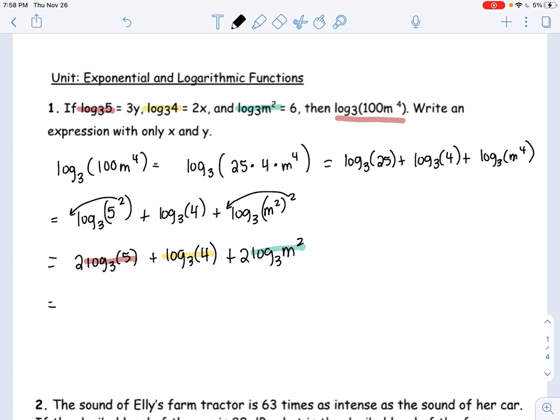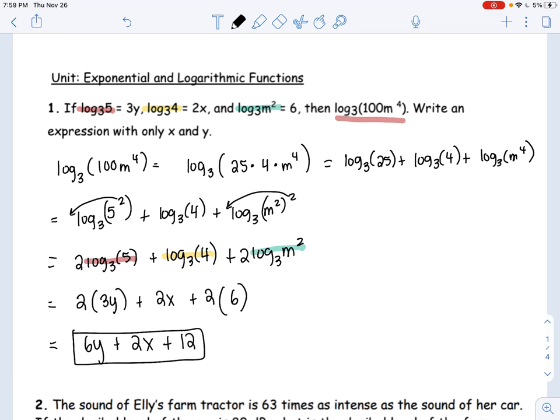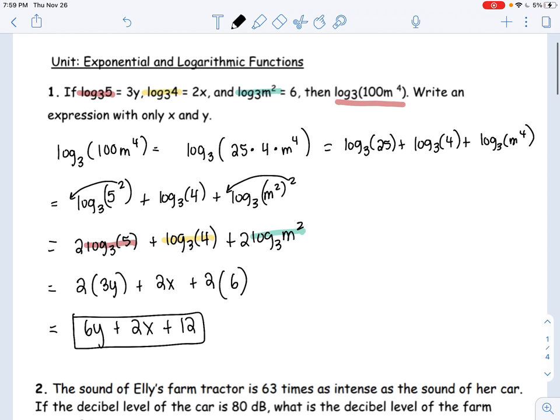So what I'll do is I'll replace the red with 3y because I know that log base 3 of 5 is the same as saying 3y. Log base 3 of 4 is the same as saying 2x. And log base 3 of m squared is the same thing as saying 6. Lastly, I'll simplify by multiplying 2 times 3 together and 2 times 6 together. So that's my final expression. That's in terms of x and y, and it still represents what log base 3 of 100m to the power 4 would equal.